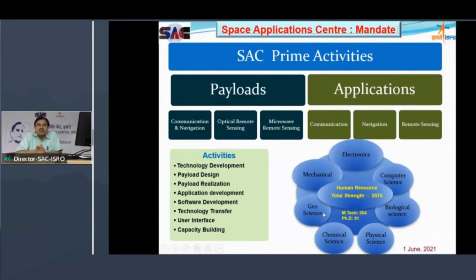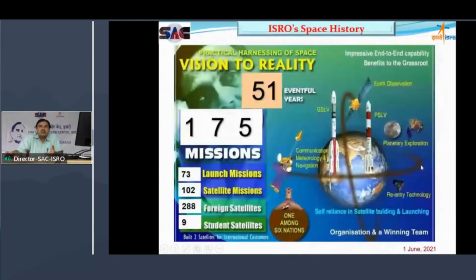So that is the unique strength of this particular center, that we have hardcore technologists like me who have done engineering in electronics or mechanical or computer engineering. But at the same time, we need scientists who will work on the actual application. So that's why this is a unique place, because you interact with so many different varieties of people. Like in your school, you have a maths teacher, a science teacher, a physics teacher, a biology teacher. Something similar is the amalgamation that we have brought about in my center here at Space Applications Centre.